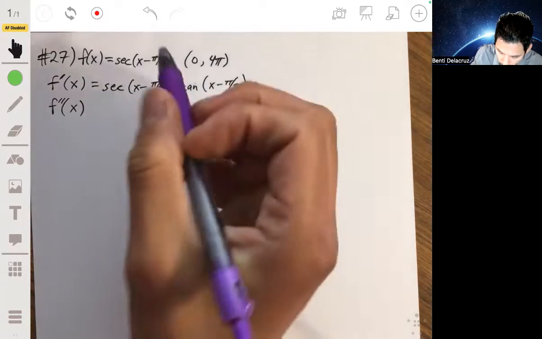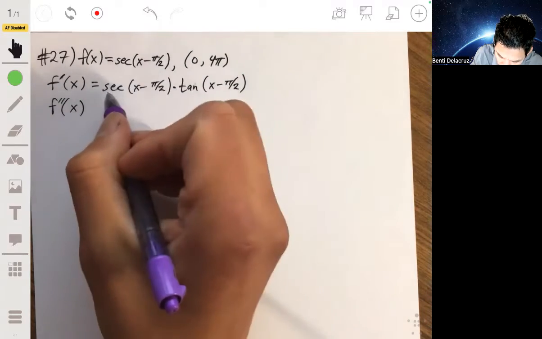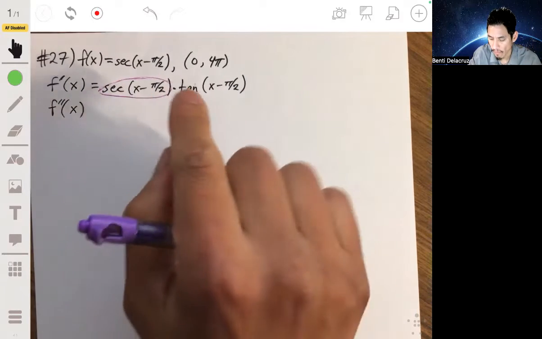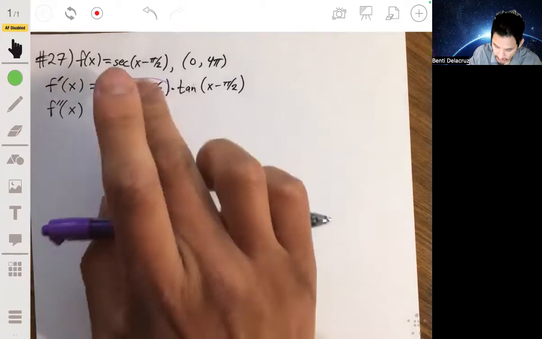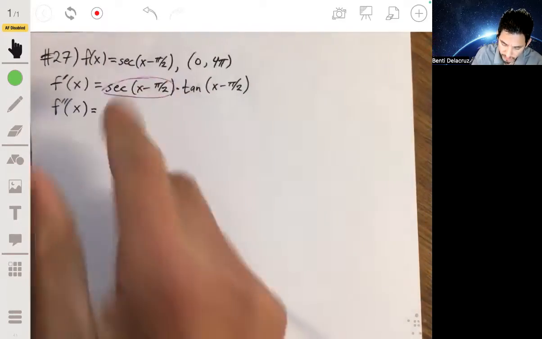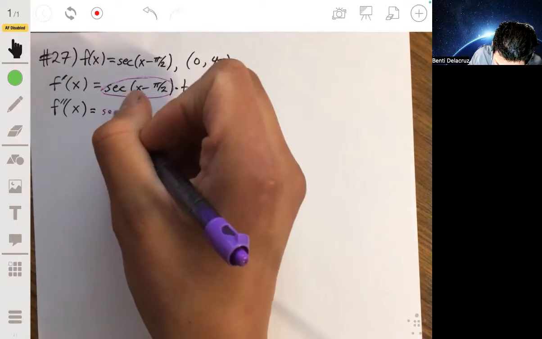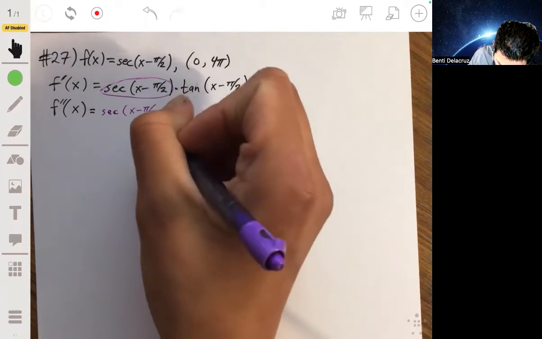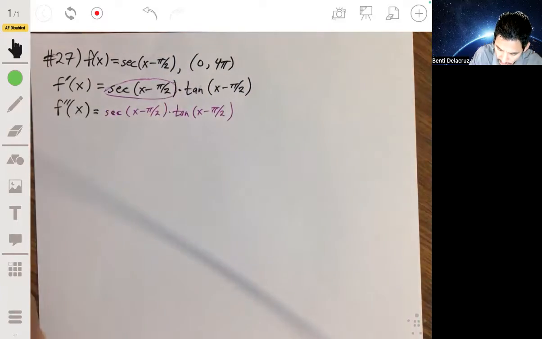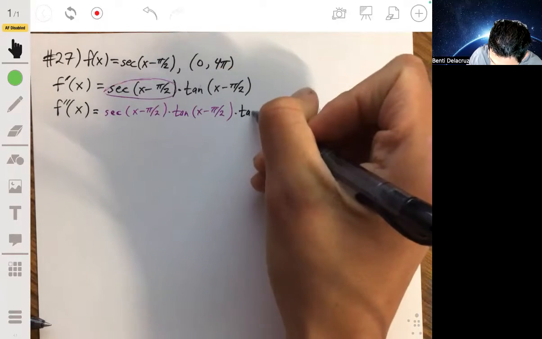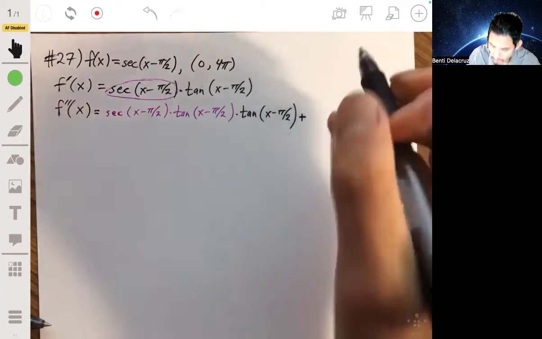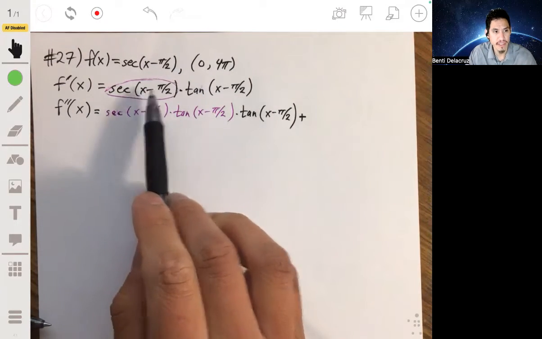And remember, don't use chain rule, use product rule. Remember, you have this first function and this second function. So take the derivative of this, multiply by this, plus this times the derivative of the second one. So first take the derivative of this, and that will just be secant of x minus pi over 2 times the tangent of x minus pi over 2. We multiply by the second function as is, times the tangent of x minus pi over 2. And then we add this function times the derivative of this.